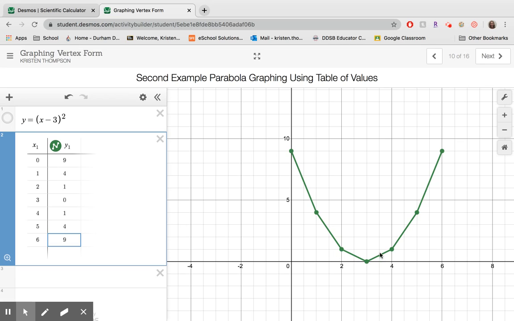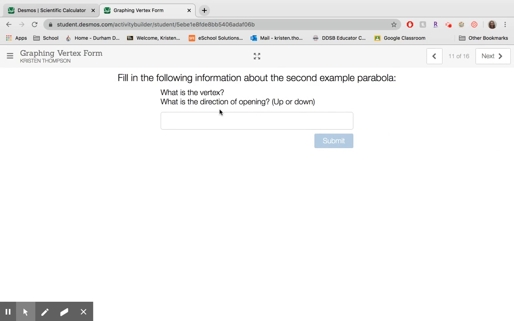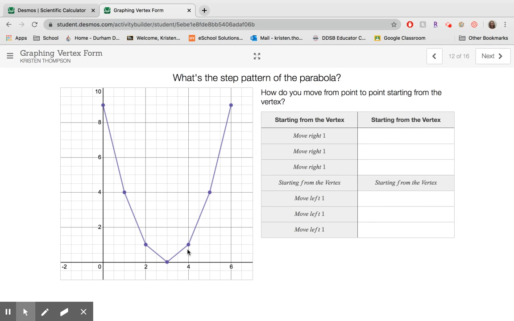So now that's our x for our vertex, our x value is 3, and our y value is 0. So 3, 0, and the direction is still up. Okay, it's still the exact same where we're going up 1, up 3. So this just looks different because of the way it's scaled.